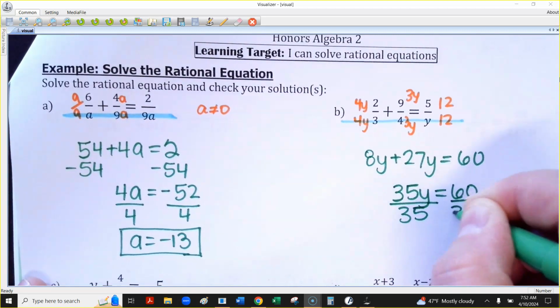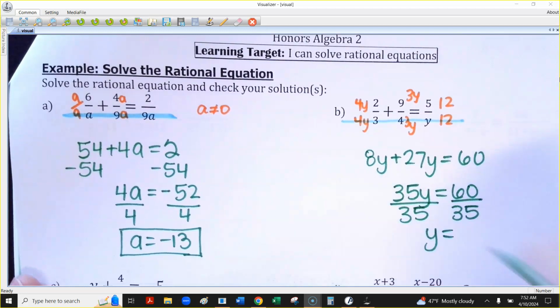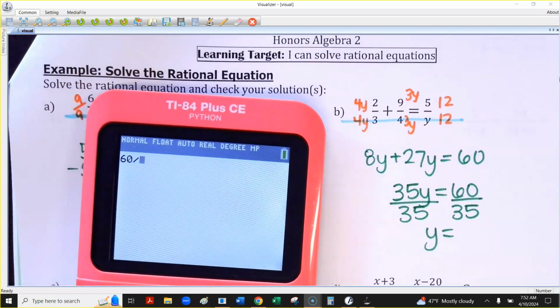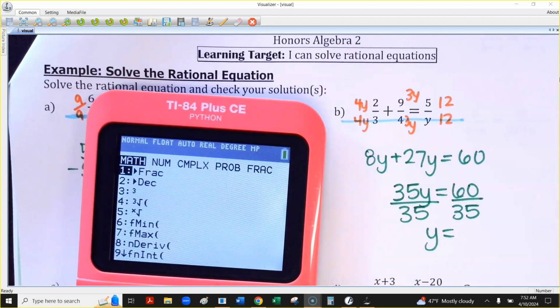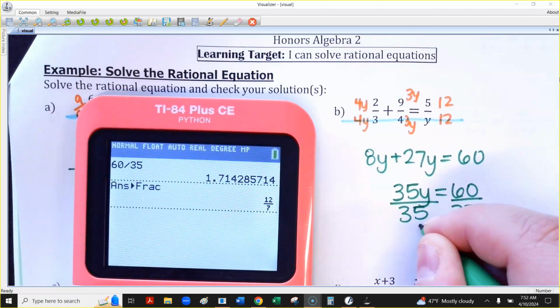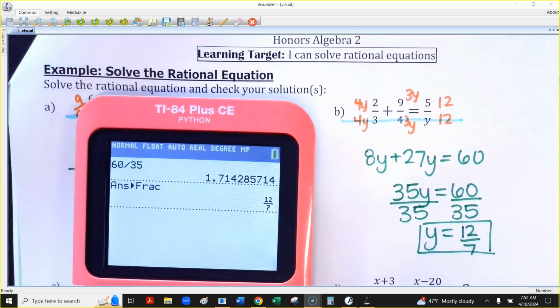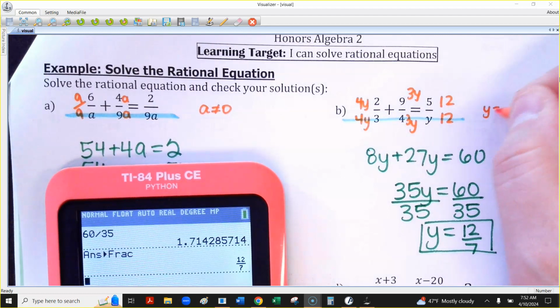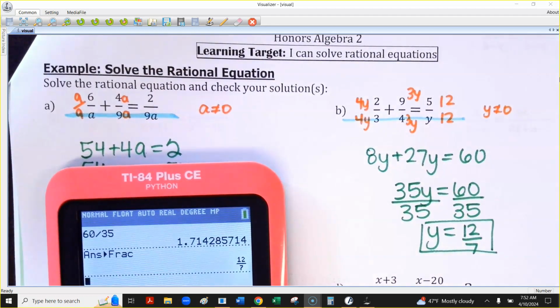I'm going to divide by 35. And I'm going to cheat and grab my calculator and do my favorite button that you guys know, my math, enter. 60 divided by 35 is going to reduce to 12/7. And as long as it's not your problem number here, it's very similar to the question we just did. Your y value could not be 0. That would be the only restriction we'd have if we looked at any of those fractions. That's not what we got, so we're good to go, and that should be our answer.